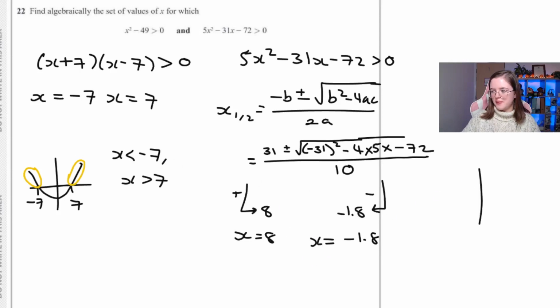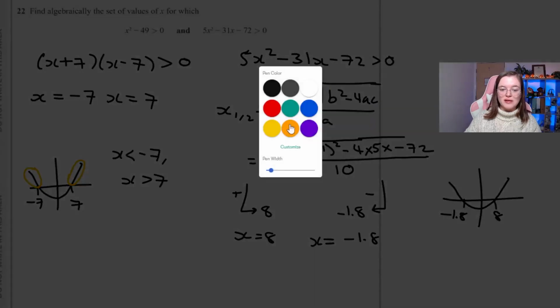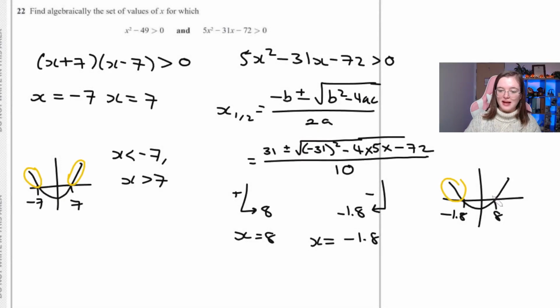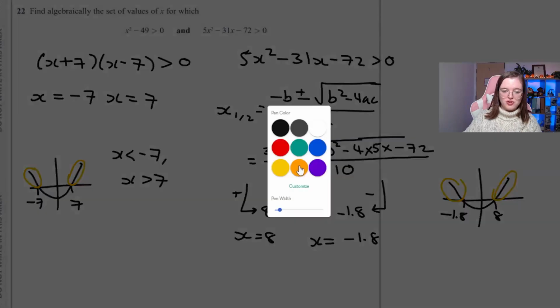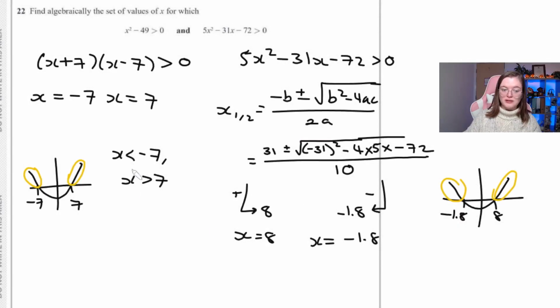And then same thing with the little graph situation, figure out which one it is. We then have minus 1.8 there and 8 here. If it's bigger than, which it still is, same one as before, we're still looking at the bits above the axes, which is here. So it's going to be kind of two inequalities like it was last time. So x is then less than minus 1.8 and x is greater than 8.